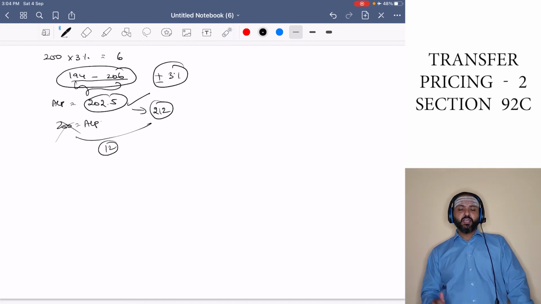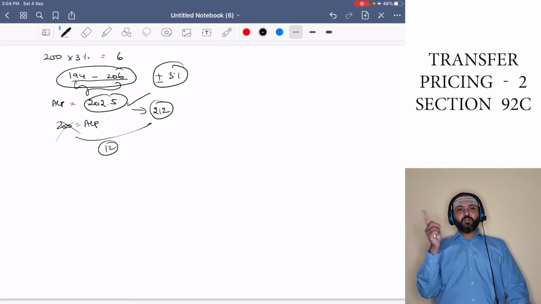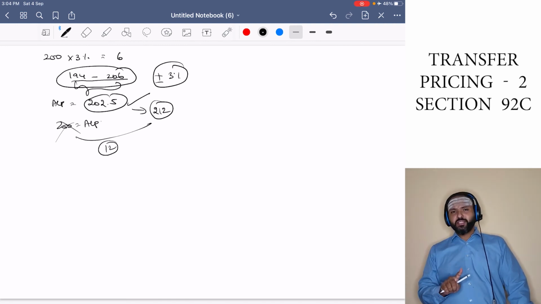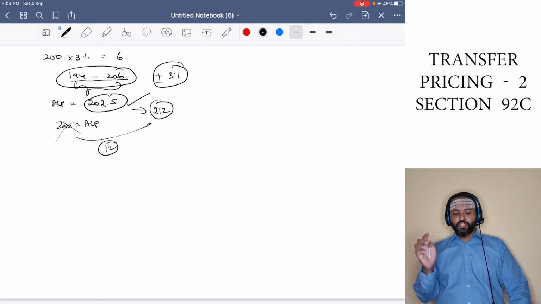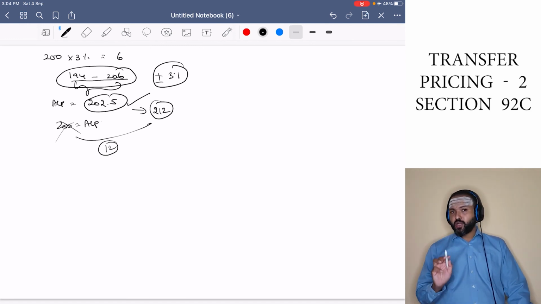So what are they telling? First find out the transaction price, apply 3% on that. Plus or minus can be the adjustment we will accept. Your arm's length price should be within this range. 194 to 206 should be the range within which your arm's length price should lie.